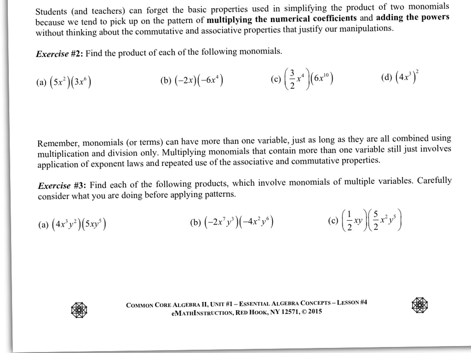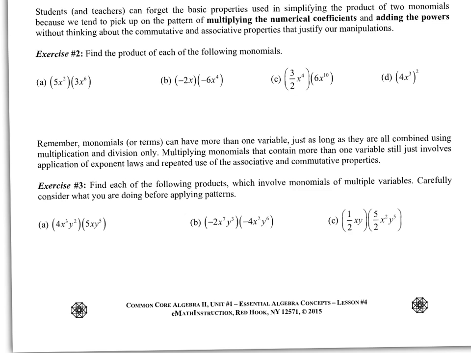But students and teachers can forget these basic properties used in simplifying the product of two monomials, because we tend to pick up on the pattern of multiplying the numerical coefficients, that's the numbers in front of the variables, and adding the powers of the exponents without thinking about the commutative or the associative properties. So let's speed up the process here and just go right to the answer.